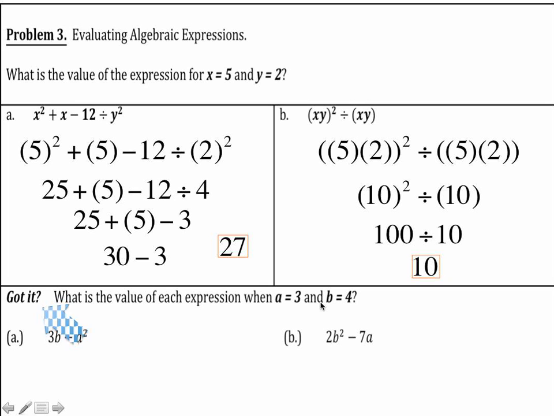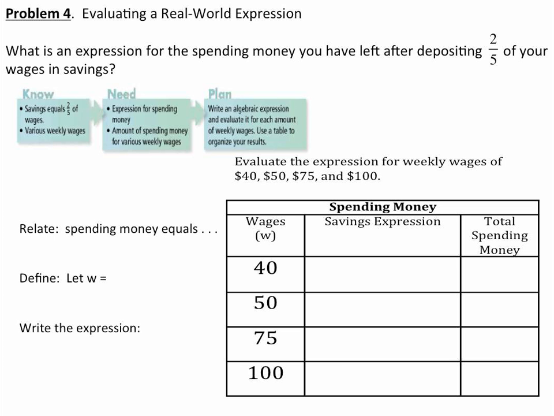Okay, a couple for you to try here on the bottom. Go ahead and pause it and give those a shot. Hopefully we're doing all right. And then here's the last one for today. As we move forward, what is an expression for the spending money you have left after depositing 2/5 of your wages in savings? So I earn a certain amount of money, I'm going to save 2/5 of that, and my job is to write an expression for how much I have left, how much I can spend.